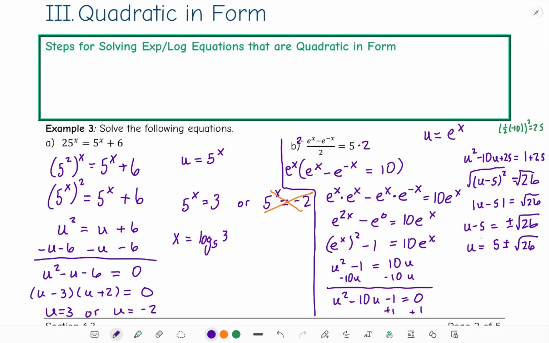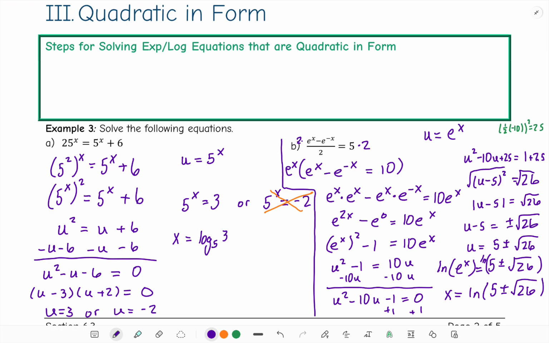And again, replace the u back with e to the x equals 5 plus or minus square root of 26. Take the natural log of both sides. That'll cancel out the e. So we get x equals ln of 5 plus or minus the square root of 26.